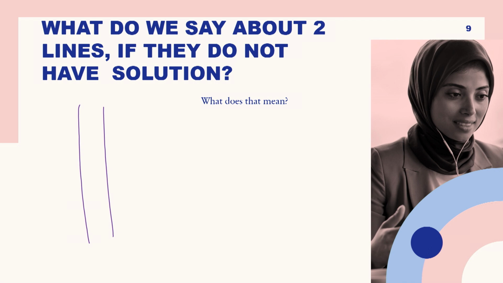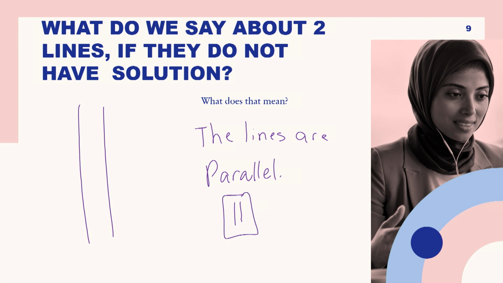They never intersect. And so we would say the lines are parallel. And this is my example of my symbol for parallel. This is my parallel symbol right here. Good job.